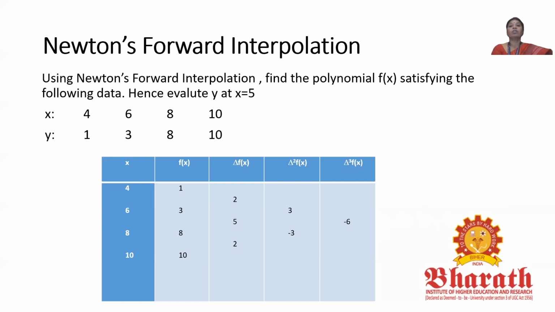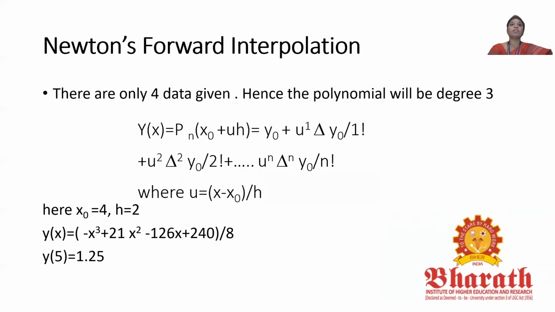Next we are going to take the second order differential operator del square f of x. For that we have to subtract 5 minus 2, that will give you 3. Next, 2 minus 5 will give you minus 3. So you have got the column del square f of x, that is the second order difference. Now we go to the third order difference, that is minus 3 minus 3, that will give you minus 6.